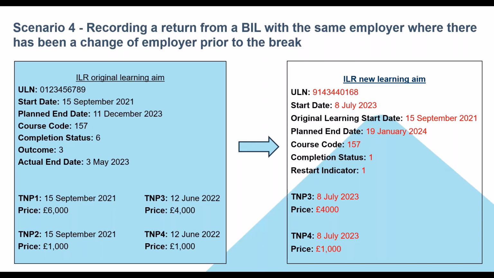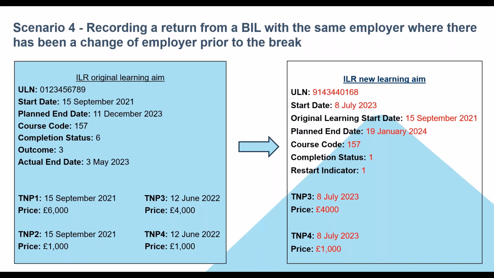However, we know that a TNP3 and TNP4 are for recording the remaining costs as at a given point in time. And what we're effectively saying here in our ILR is that the remaining cost on the 12th of June, at the point the learner changed employer, was £5,000. And then we're saying that the same £5,000 is the remaining cost on the 8th of July when the learner is returning from the break in learning.